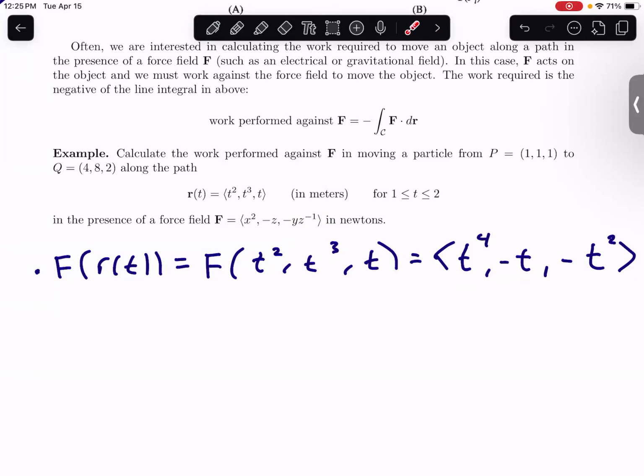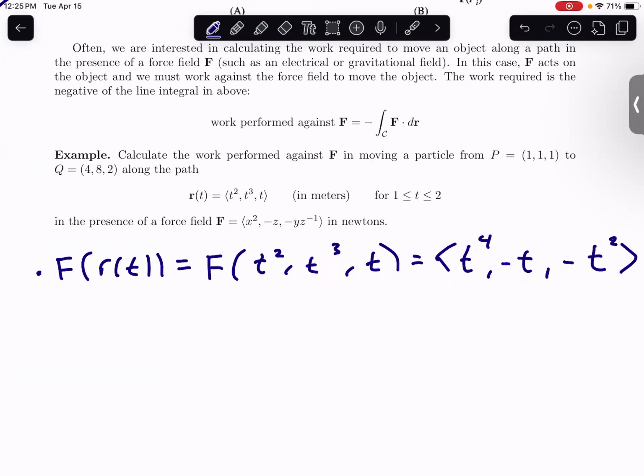And then we also need to compute what R prime is going to be. R prime is just a bunch of polynomials, so it's not too bad to compute. You just go component wise. The derivative of t squared is 2t, and then you have 3t squared, and then you have 1. So this is going to be 2t, 3t squared, and then 1.